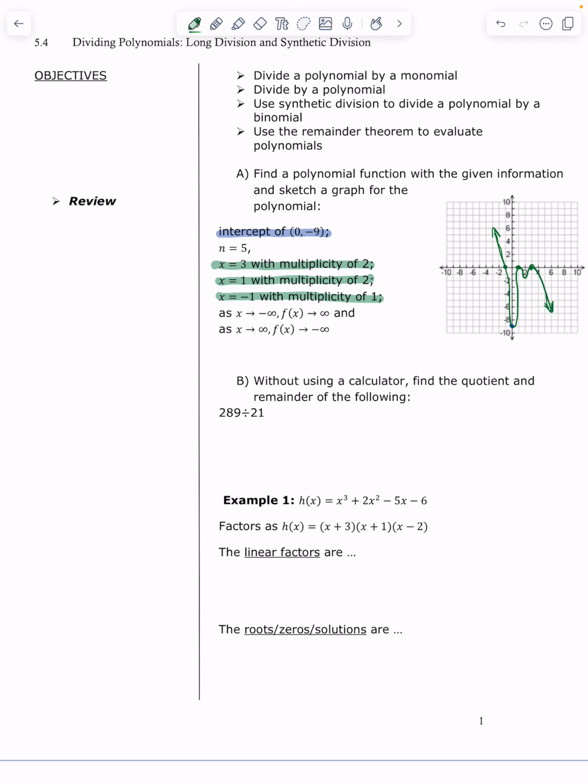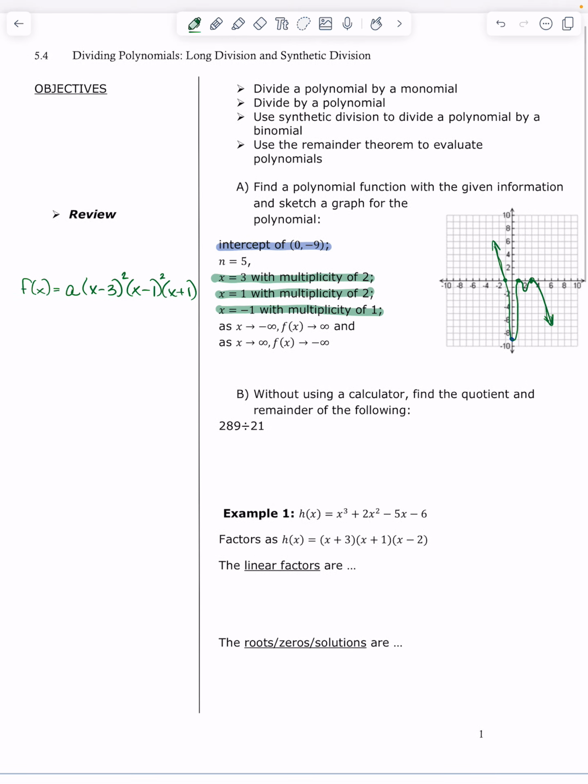Something like this. Okay? We need the equation, so let's start with what we've got. F of x equals, we'll check to find the a in a minute, our multiplier. We know that's got to be negative because this graph goes down to the right. I have an x - 3 with a multiplicity of 2, an x - 1 with a multiplicity of 2, and an x + 1 with a multiplicity of 1. That does give me a 5th degree polynomial. I know that I've got that intercept (0, -9).